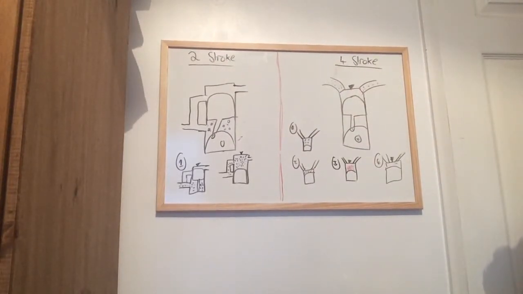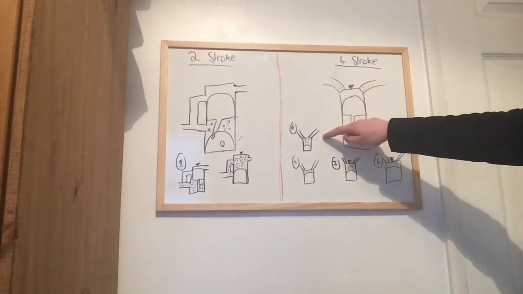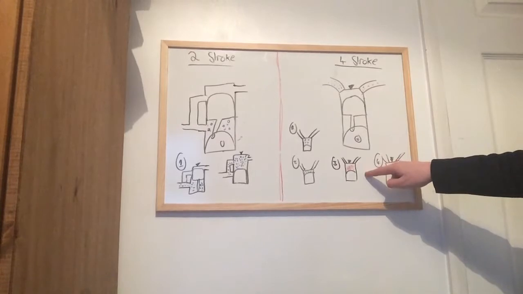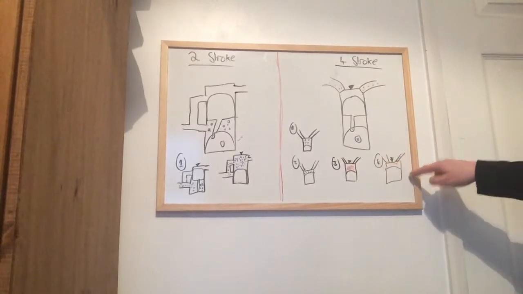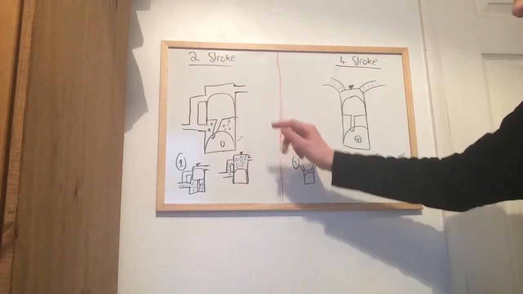So I think that's it. That's all that I need to talk about. So there's four strokes in a four-stroke engine: the intake, the compression, the power stroke, and the exhaust stroke. And there's only two strokes in a two-stroke engine, the down and the upstroke.